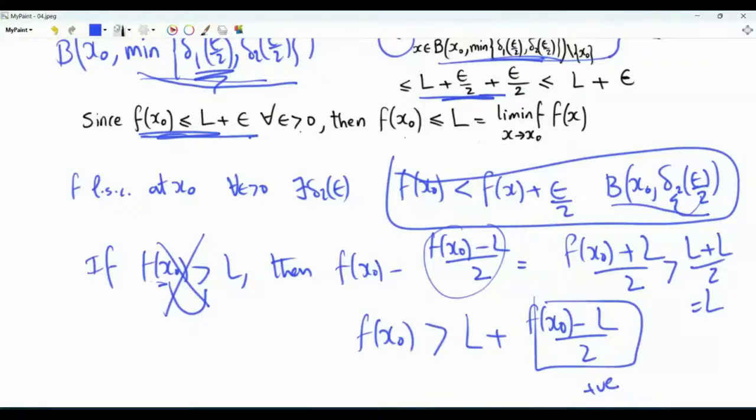So for a function f of x that is lower semi-continuous at x0, we have that f of x0 is less than or equal to the limit infimum of f of x as x tends to x0.